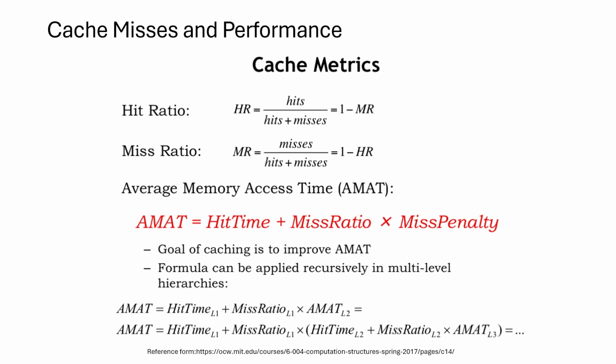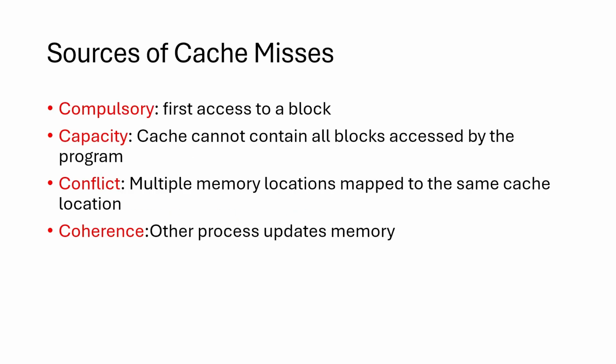So we can see the formula. The AMAT is equal to the hit time of L1 plus the miss ratio times the AMAT of level 2. But level 2 can be expanded to the hit time of level 2 plus the miss ratio of level 2 times the AMAT of level 3. So it will expand and so on. And the sources of cache misses. The first one is called compulsory, which means the first access to a block will miss because the cache is empty in the beginning.